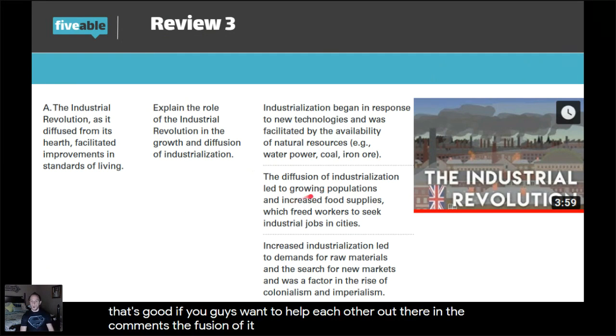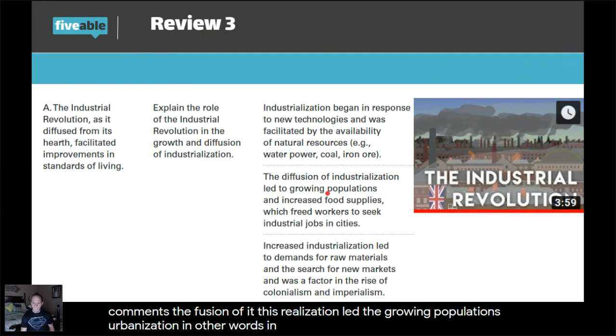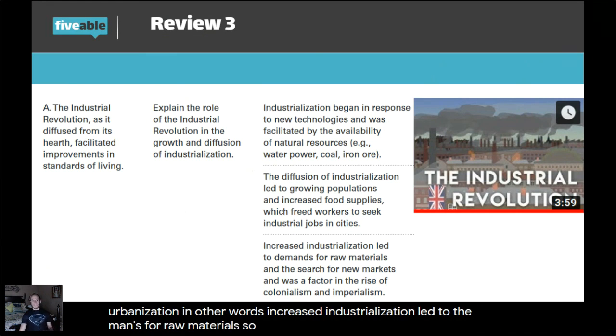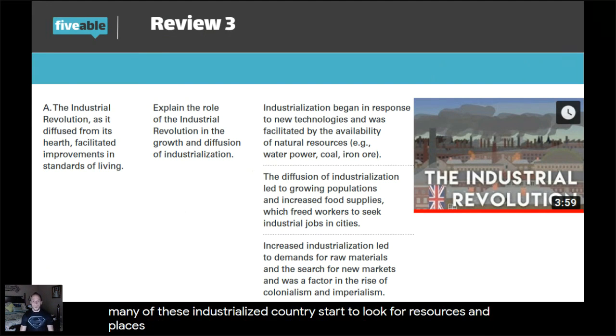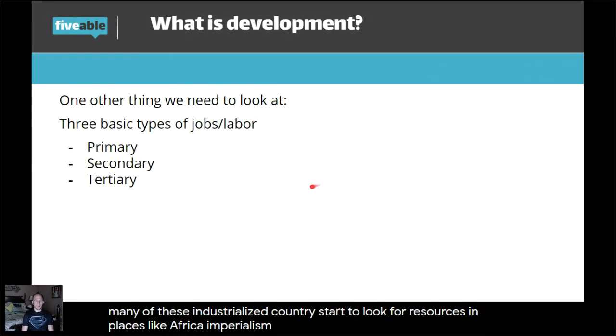Diffusion of industrialization led to growing populations, urbanization, in other words. Increased industrialization led to demands for raw materials. So this is going to kind of be the reason why many of these industrialized countries start to look for resources in places like Africa. Imperialism. There are three basic types of jobs and labor that you need to look at.